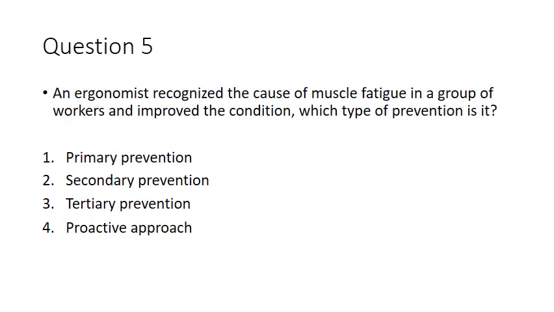And finally, question 5. An ergonomist recognized the cause of muscle fatigue in a group of workers and improved the condition. Which type of prevention is it? And you can see that there was a mild problem, such as muscle fatigue. The ergonomist recognized the problem and solved the risk factors, so it's a secondary prevention.